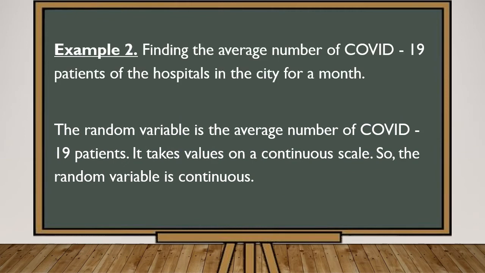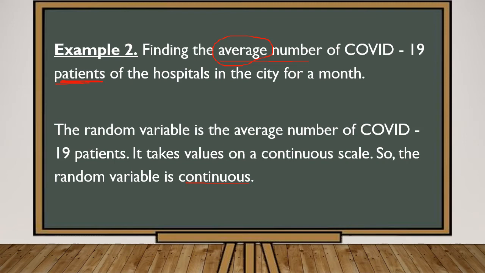Next, example number 2, finding the average number of COVID-19 patients of the hospitals in the city for a month. So the random variable is the average number. Is this discrete or continuous? The answer is it is continuous. Why? Even though we are dealing with patients, the random variable here is average.